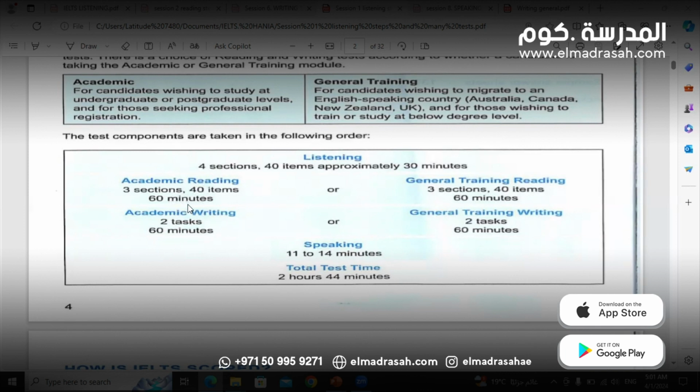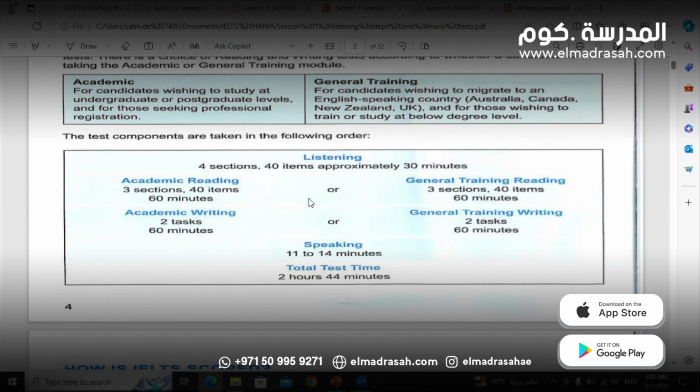Then we have the third part, which is the writing part. The writing part covers 2 tasks. Task number 1 should be written in 20 minutes, and task number 2 should be planned and written in around 40 minutes. So totally, this part takes around 60 minutes. It covers the 2 tasks in 60 minutes.